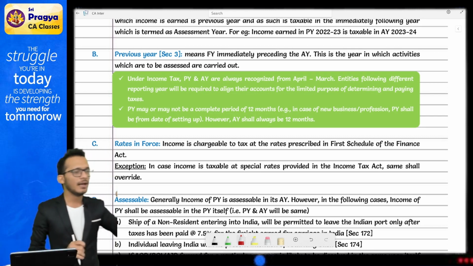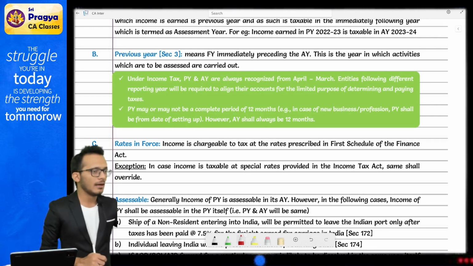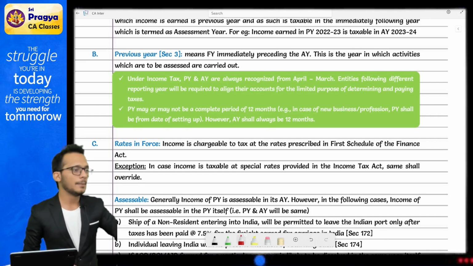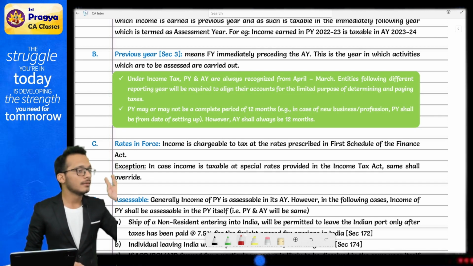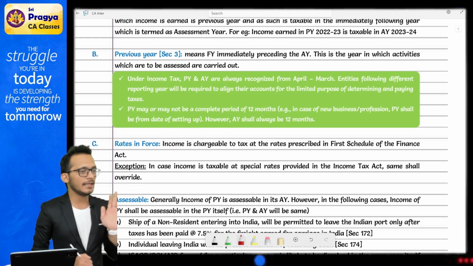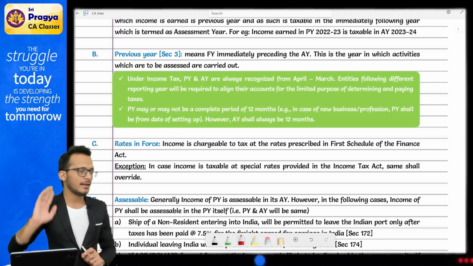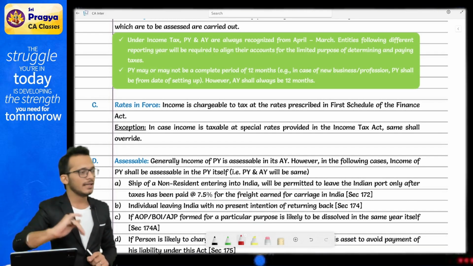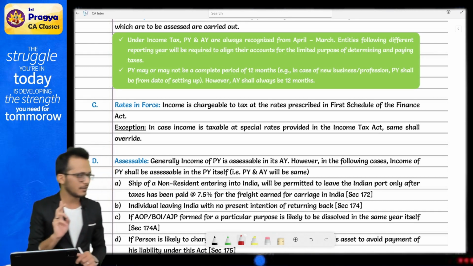What is happening? AOP or BOI created in the same year and discontinued in the same year. Individual leaving India with no intention of coming back. Business or profession discontinued in the previous year. Sale, charge, lease or disposal of assets with an intention to avoid taxes. Non-resident coming to India, leaving India. Yes, these are all the cases where previous year and assessment year become the same.